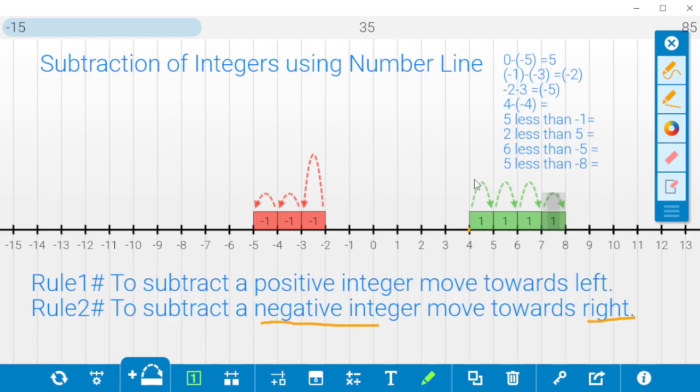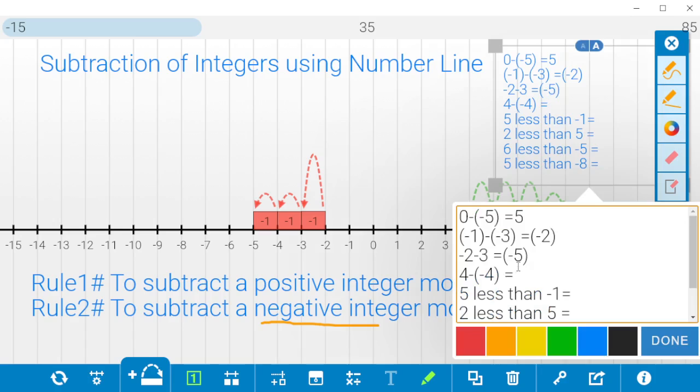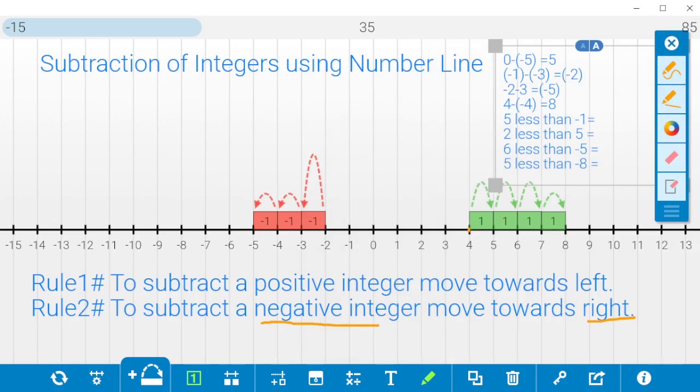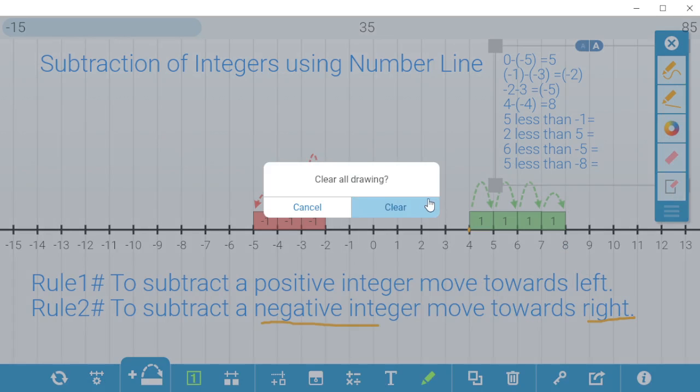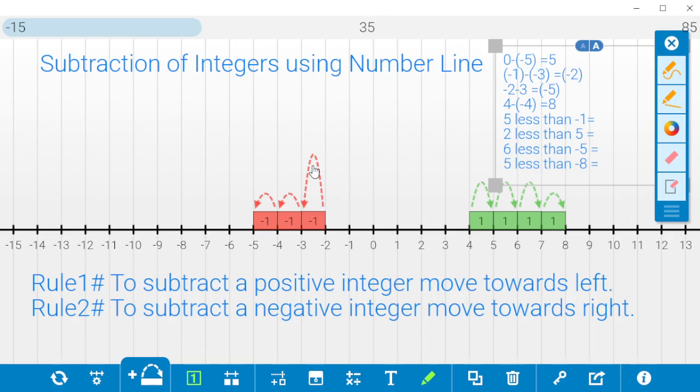So here we are. So we got 8. 4 minus of minus 4 will be 8, right? So this is going to be equal to 8. Okay. Now let me clear all the drawings. Yes, all the drawings are clear.